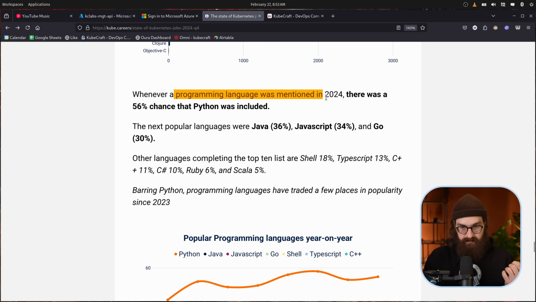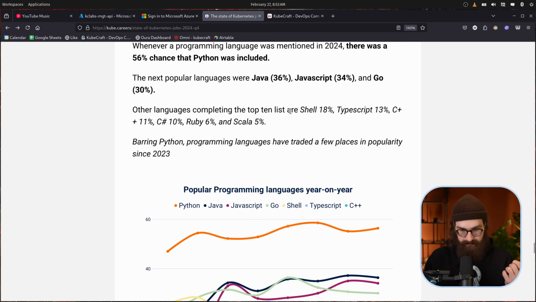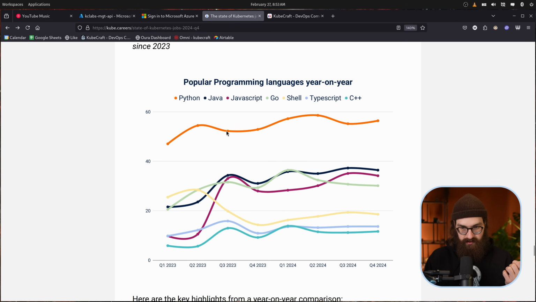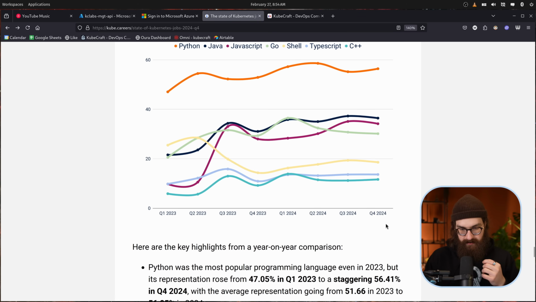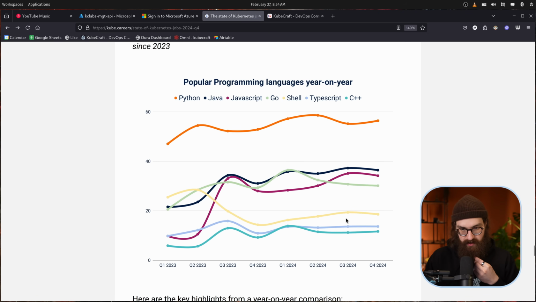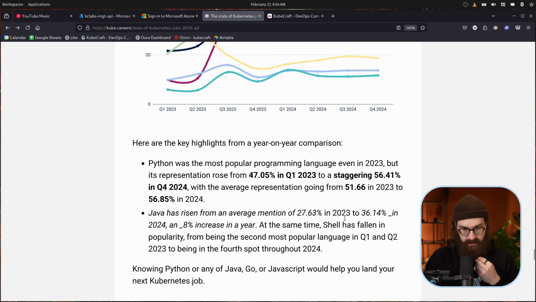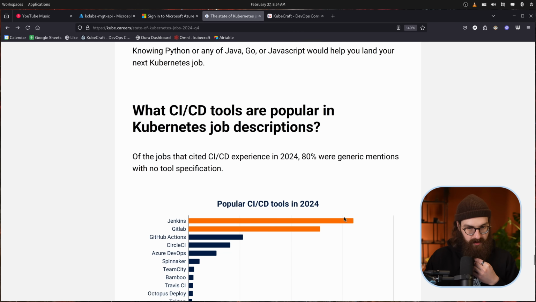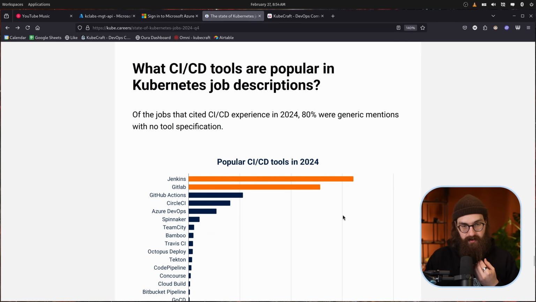Whenever a programming language was mentioned, there was a 56% chance that Python was included. So there you have it. And this also shows in the graphs that Python is steadily rising. And interestingly, Shell has had a sharp decrease. But I wonder if they write Shell or Bash. But the languages C++ and TypeScript are basically stabilizing. So in terms of the Kubernetes world, maybe those aren't the best ones to focus on if you're learning a new language.